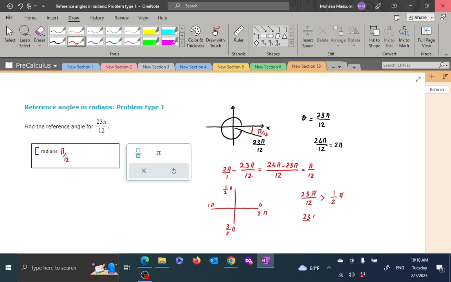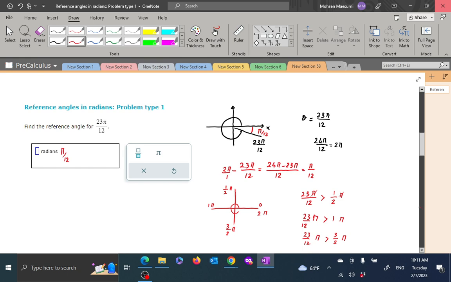How about versus pi? Is 23 over 12 pi larger than 1 pi? Well, yes, 23 over 12 is more than 1. How about 23 over 12 pi, is it more than 3/2 of pi? Well, yes, multiply both sides by 12. You see this is 23, this is 18. So by now, not only did we pass the first one, but also the second one, also the third one, and then we are coming into the final quarter.